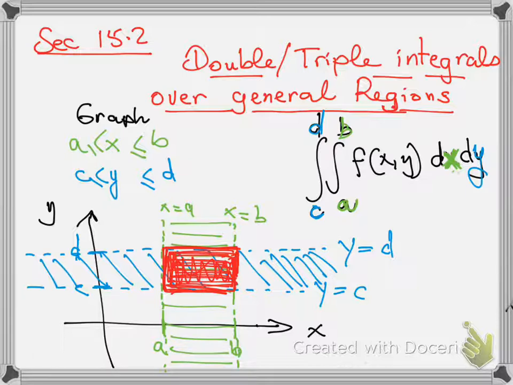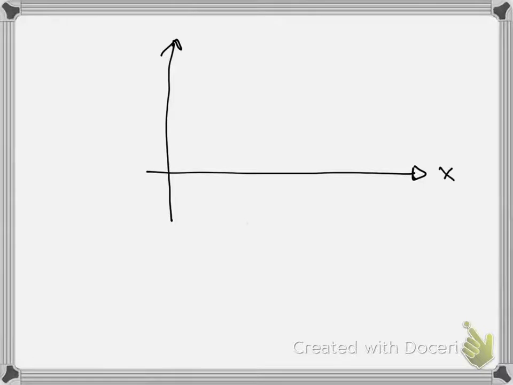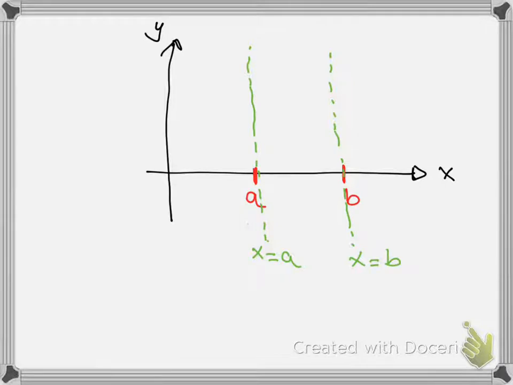Now let's say instead of lines, I'm going to use a graph of functions. So again here's x, this is y. Again, let's say x is between a and b. So here's a and b. This is x equal to a, and this is x equal to b. So here x is between a and b, and that will be this region here between the two lines.